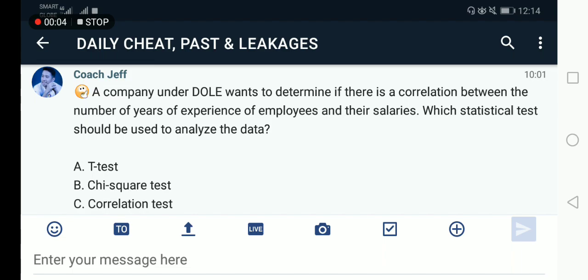Listen, top ones. A company under DOLE wants to determine if there is a correlation between the number of years of experience of employees and their salaries. Which statistical test should be used to analyze data?